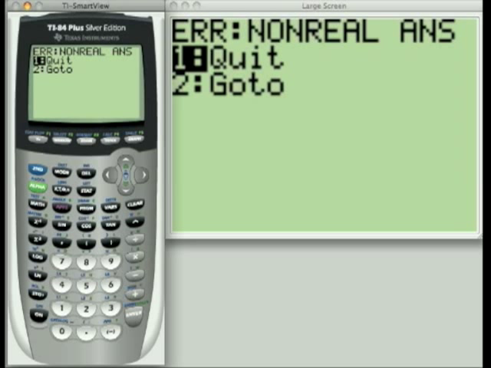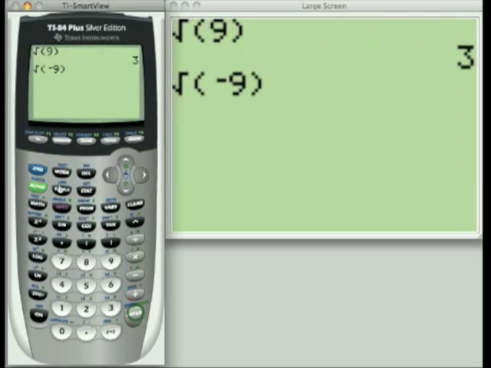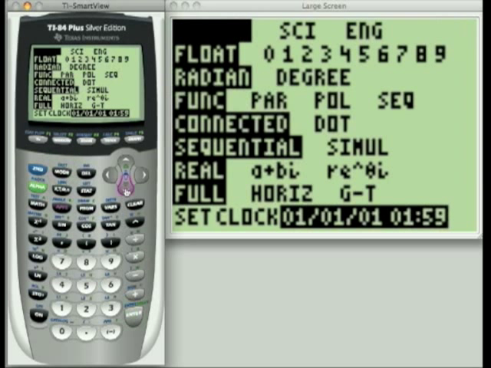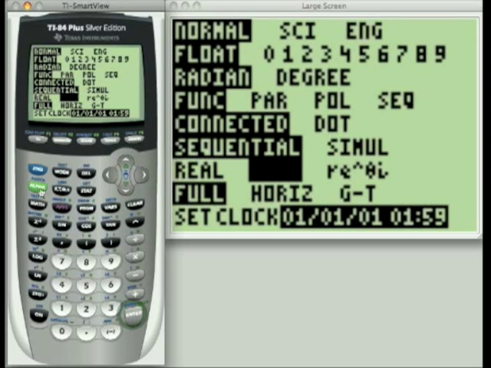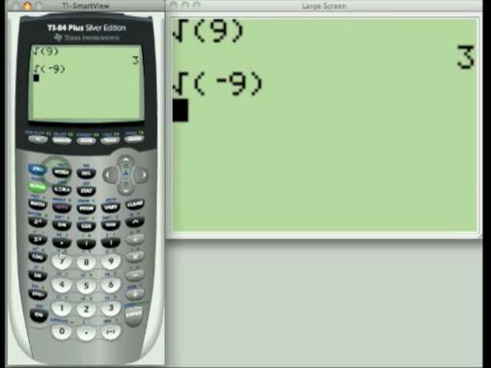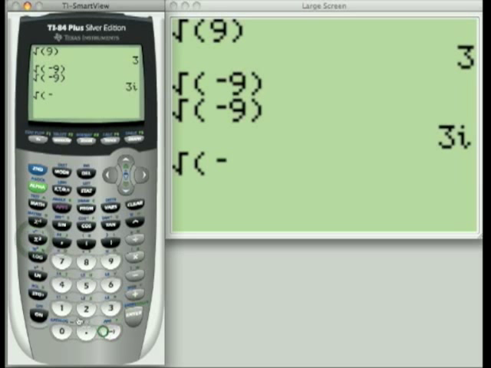And in order to view it, I need to go back to my mode menu and switch my settings to a plus bi. Hit enter, go back to my home screen, and now if I type in the square root of negative 9, my answer will appear as 3i. i being the imaginary unit of square root of negative 1. And you can even see that here. If I type in the square root of negative 1, that's equal to i.